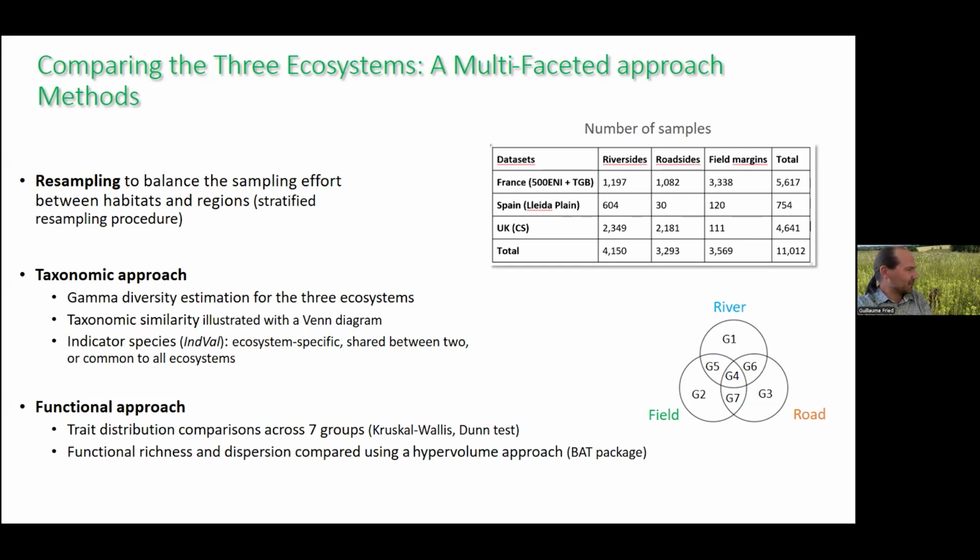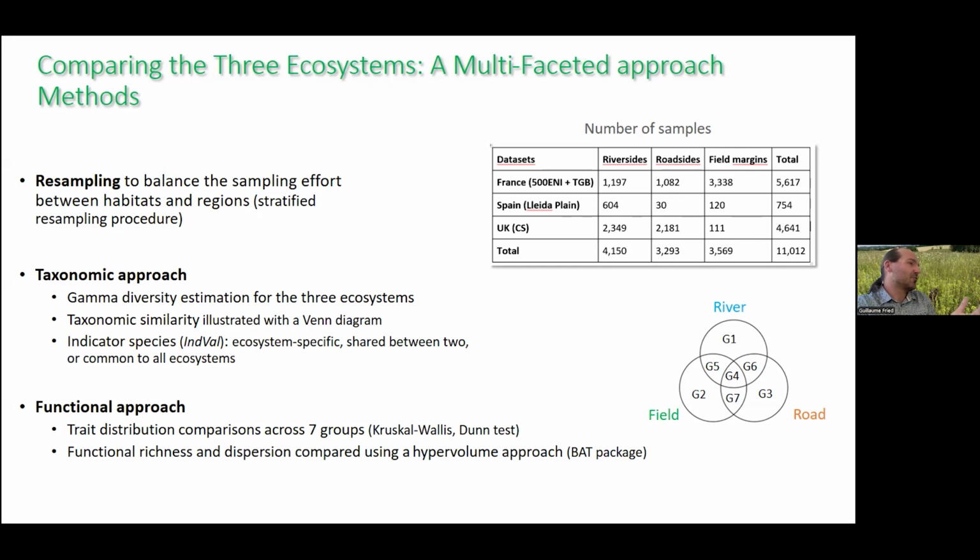And on this basis, we carried out a taxonomic and a functional comparison of the three ecosystems. At the taxonomic level, first we compared the gamma diversity, that is the total diversity of the species pool of each ecosystem. Then we were more interested in the taxonomic similarity and the number of species that are specific or shared between the three ecosystems. For that, we used a Venn diagram, as you can see on the slide.